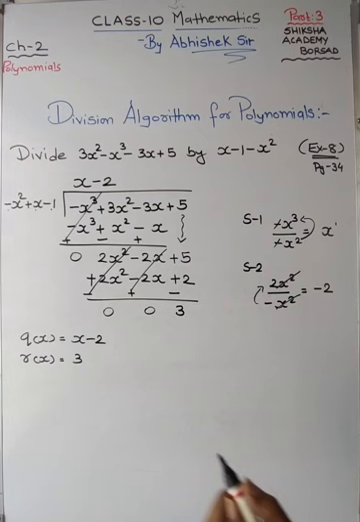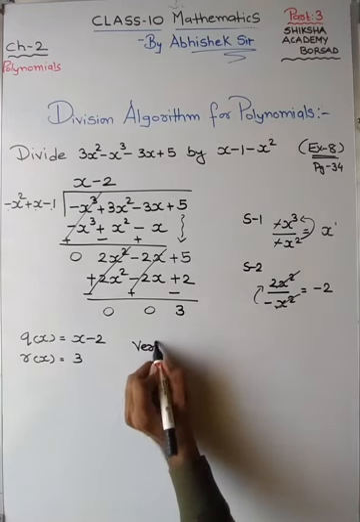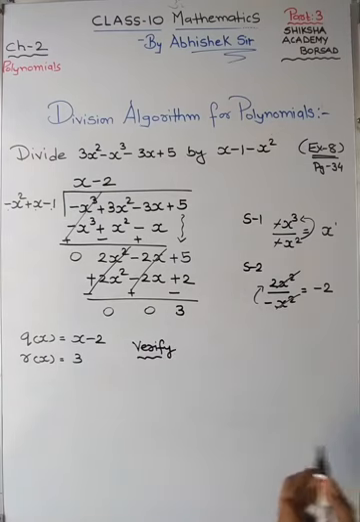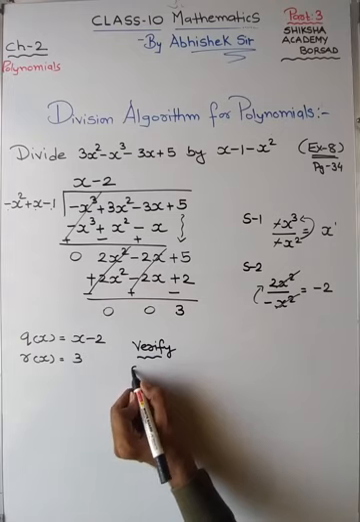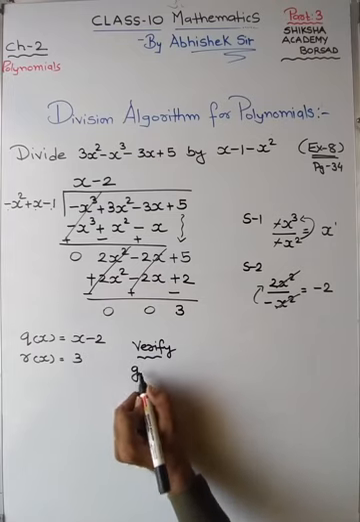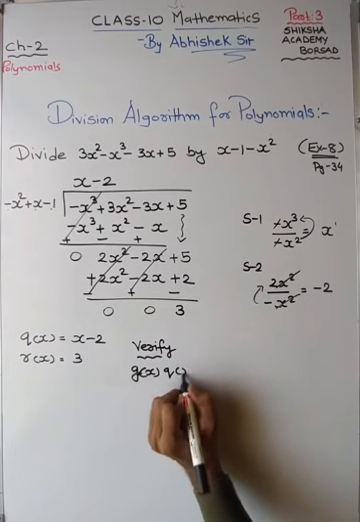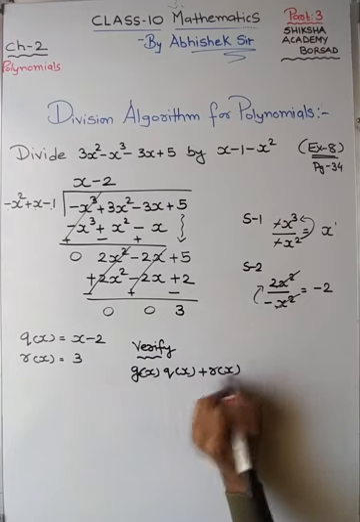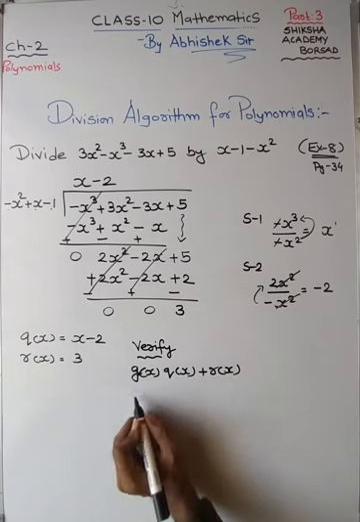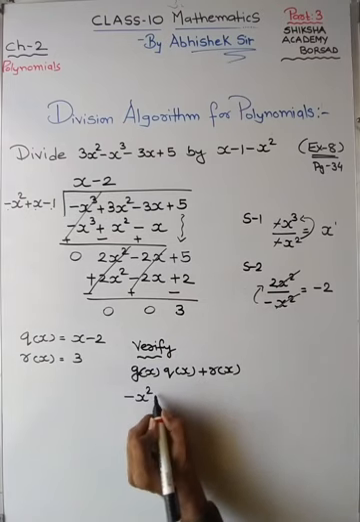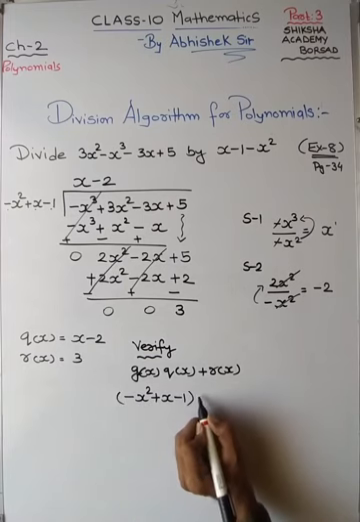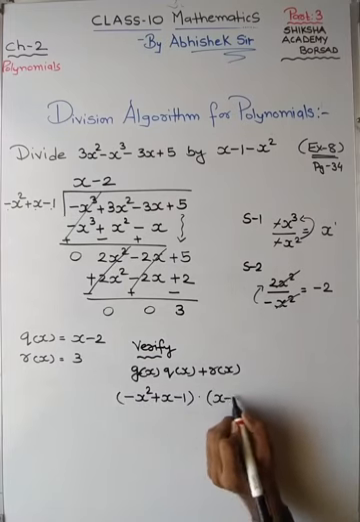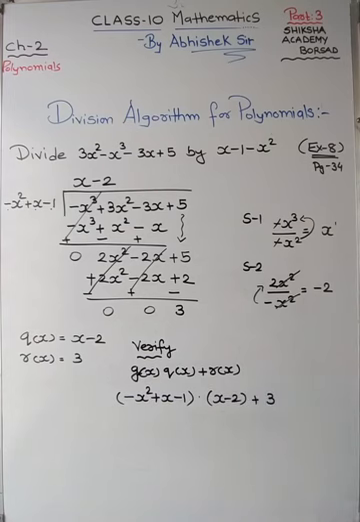If you want to verify it, in the example they have given verification, so let us quickly see the verification. We have to multiply g of x with q of x and then add r of x. So where is g of x? Where was the divisor? Minus x square plus x minus 1, multiplied with the quotient x minus 2, plus the addition of the remainder.